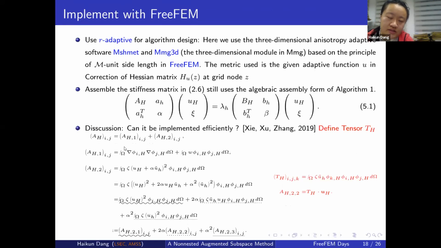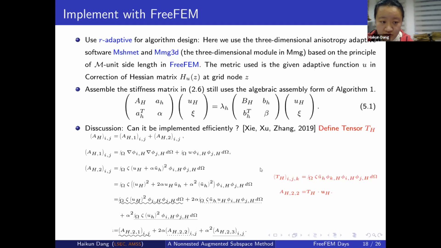Okay, and how do we implement this with FreeFEM in this case? We use an r-adaptive method for the design, using the metric and MMG3D in FreeFEM, and we use the eigenfunction u to measure the mesh movement. Similar to the Laplacian eigenvalue problem, we also have to solve the eigenvalue problem on our augmented subspace, so we also use the algebraic form of Algorithm 1 to form this algebraic form. And this is a discussion: can it be implemented efficiently? The answer is yes, if FreeFEM can define the tensor T_H.